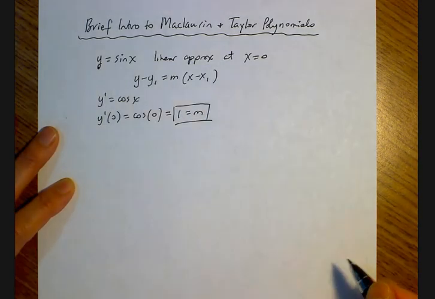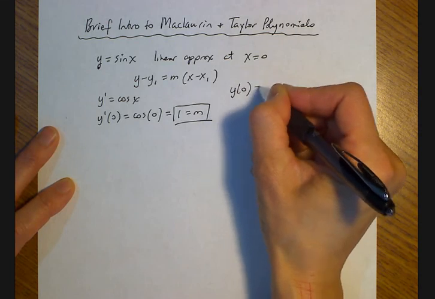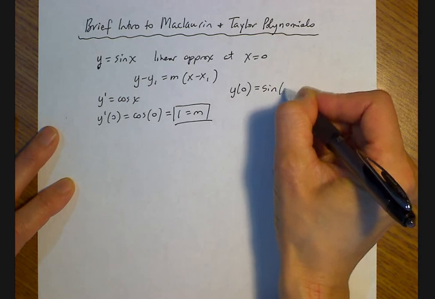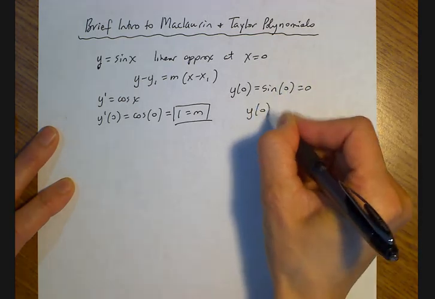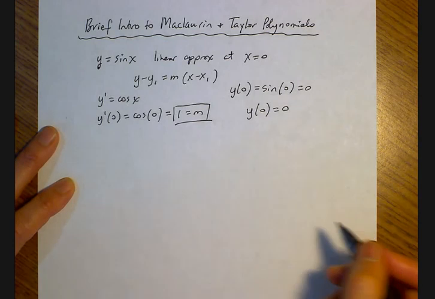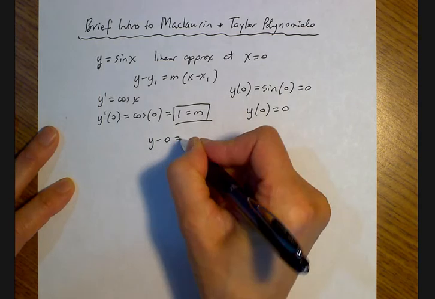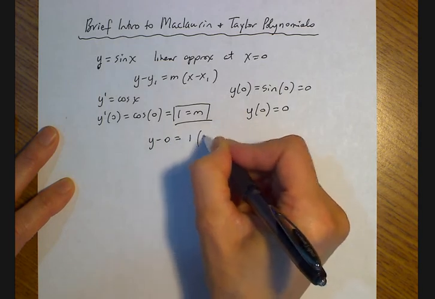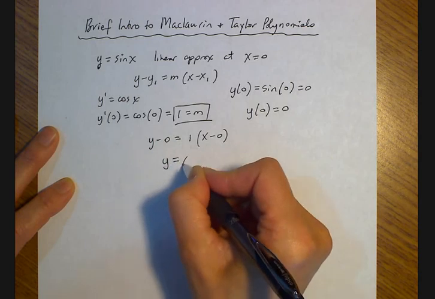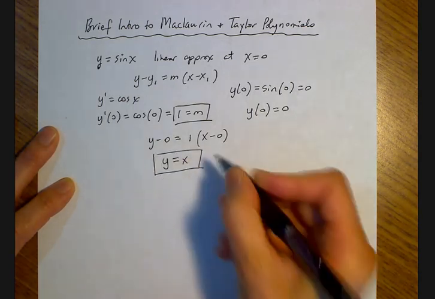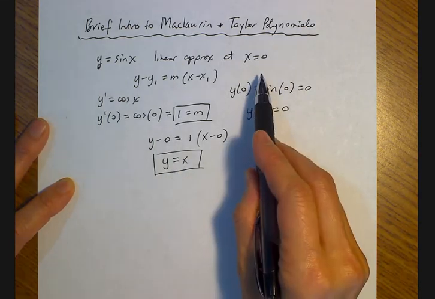And then I am going to figure out the y value. So I have y of 0 is equal to sine of 0. And sine of 0 is 0. So I have the point at y of 0 is equal to 0. All right, so now I'm able to write out my equation. So it'll be y minus 0 is equal to m, which is 1, times x minus 0. So I get an answer of y is equal to x. So this is what we called the linear approximation at x is equal to 0.